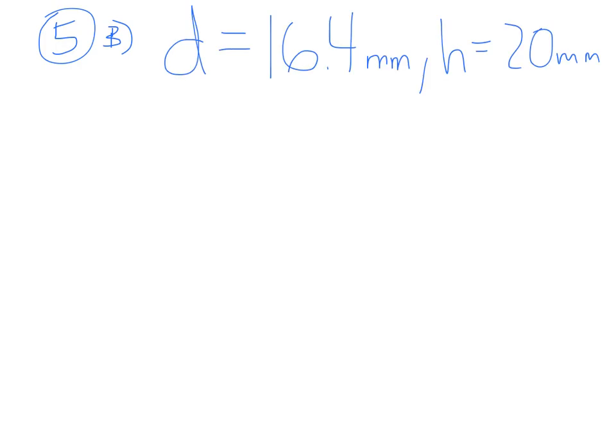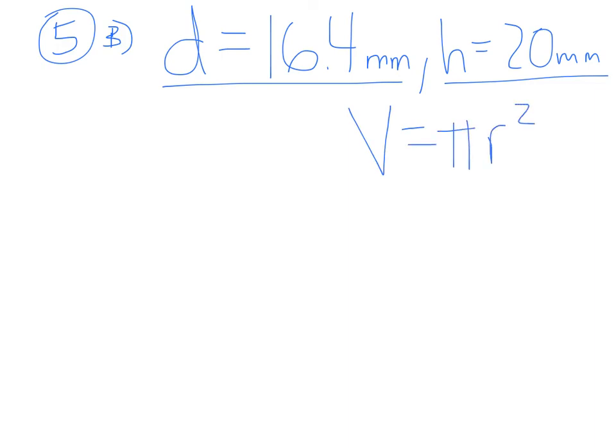Here's 5B. All right, B says the diameter of the base is 16.4 millimeters and the height is 20 millimeters. So they don't give you a picture, they're just giving you what you need. And they say find the volume of the cylinder. Since it's a volume of a cylinder, we use the cylinder volume formula, pi r squared h. And since they give you the diameter, you need to find the radius, which will be half. Half of 16.4 is 8.2.